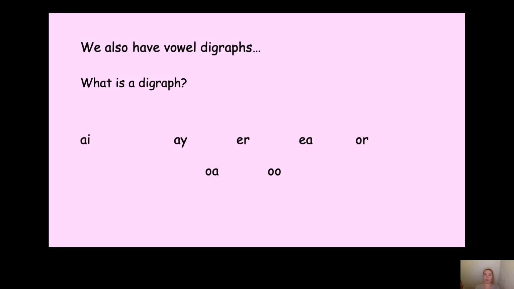A, E, I, O, and U. So that is a vowel as well. So therefore, A is a vowel digraph. Okay, what about the second one?